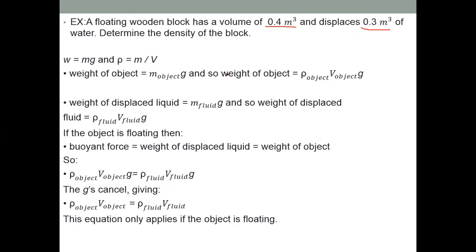You have to find the weight of the wooden block, and at the end you are going to see this equation to find the density of the wooden block. Density of the object times volume of the object equals density of fluid times volume of the fluid. The volume of the object is 0.4 times rho object, equal to 0.3 times 1000, because water has a density of 1000 kilogram per meter cube.